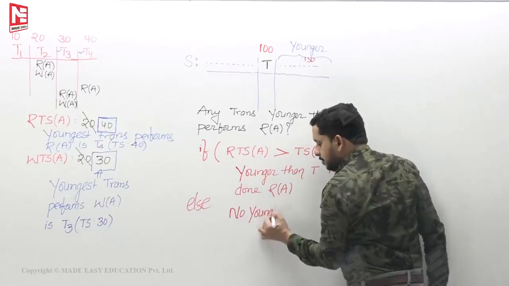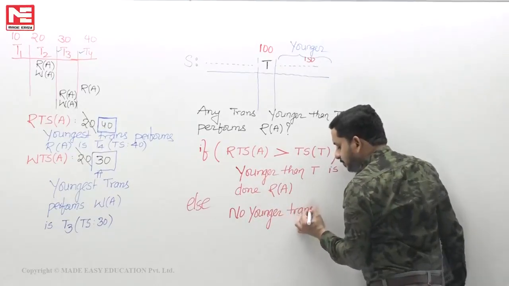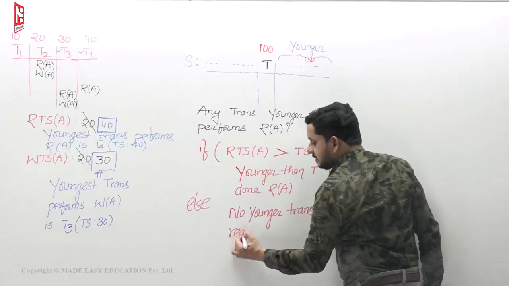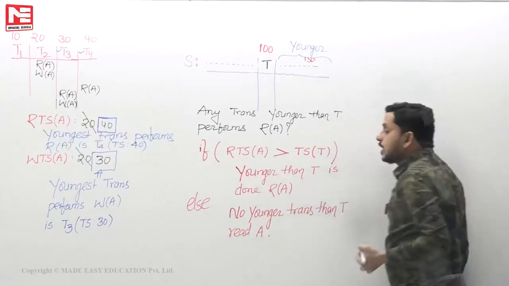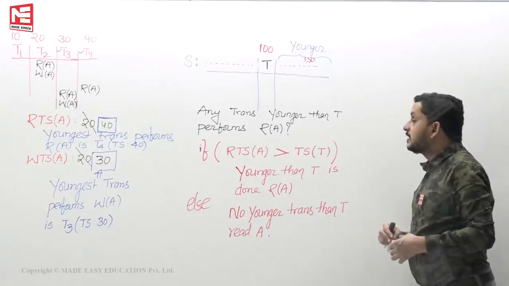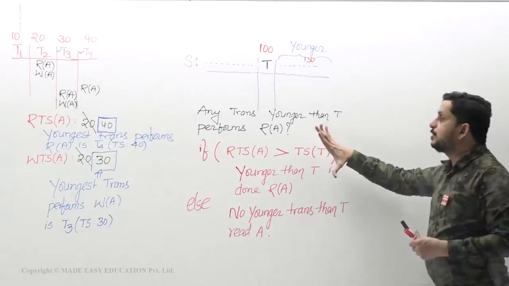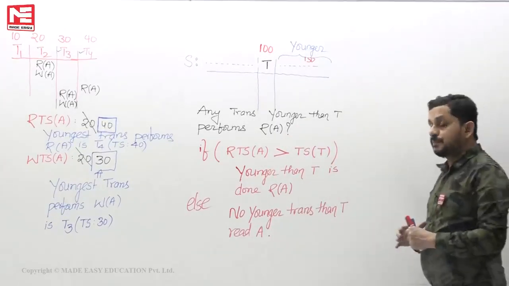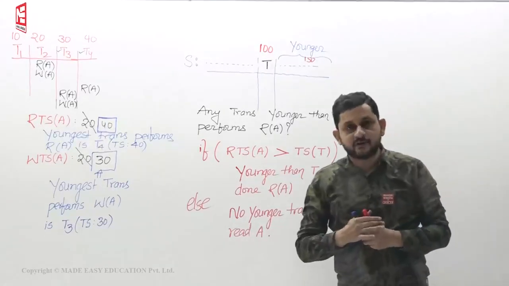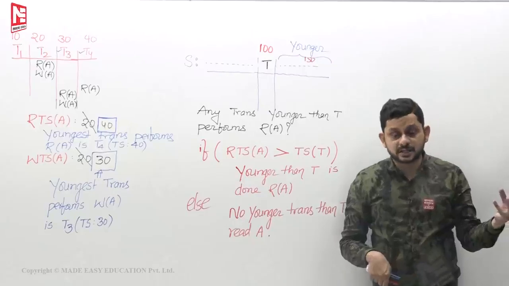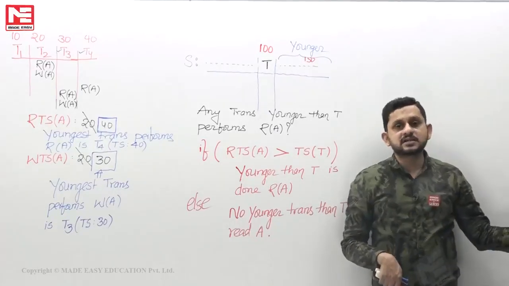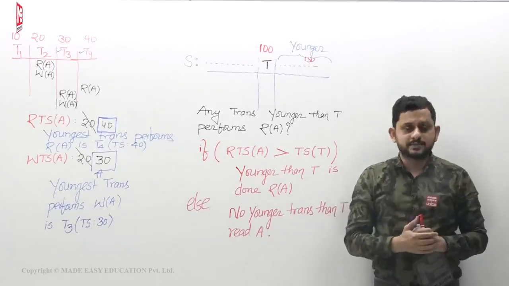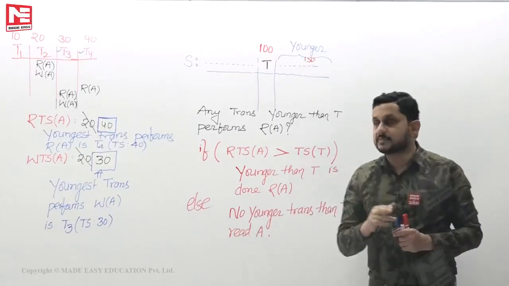than T reads A. No one who is younger than transaction T has done the read of A. So this is the way we use the read timestamp value, and the same applies to write. Read and write timestamp values are meant to test which is the youngest transaction that did a read, and which is the youngest transaction that did a write of this specific data item. For each data item there are two timestamp values, read timestamp as well as write timestamp.